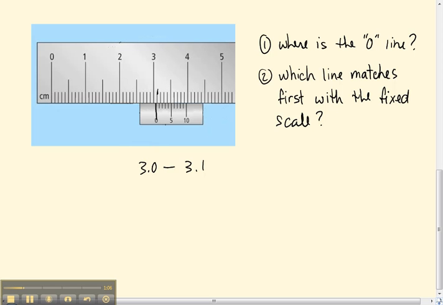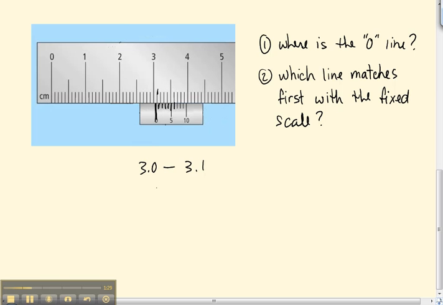The next part is to figure out which of the lines lines up with the fixed scale, and they'll tell us 3.0 what. So this is 0, and it doesn't line up. This is 1, it doesn't line up. This is 2, doesn't line up. 3, doesn't line up. 4, doesn't line up. 5 is close, but not quite. 6, I would say that's probably the best one there.